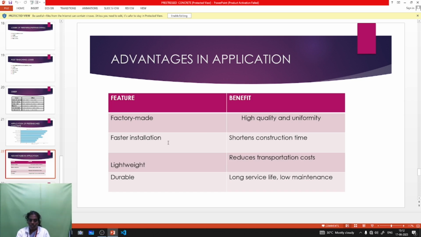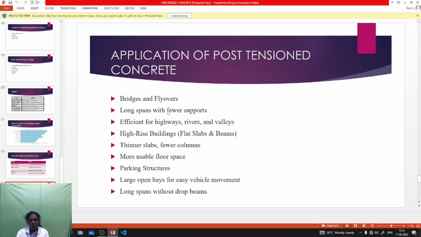Then faster erection. In the fabrication unit, only some beams and columns are made, and next you only fit them on the site, so construction time on site is short. Then lightweight. Prestressed concrete is lightweight, so it reduces the transportation cost, and it is durable compared to RCC, with long service life and low maintenance. So these are the advantages and applications.